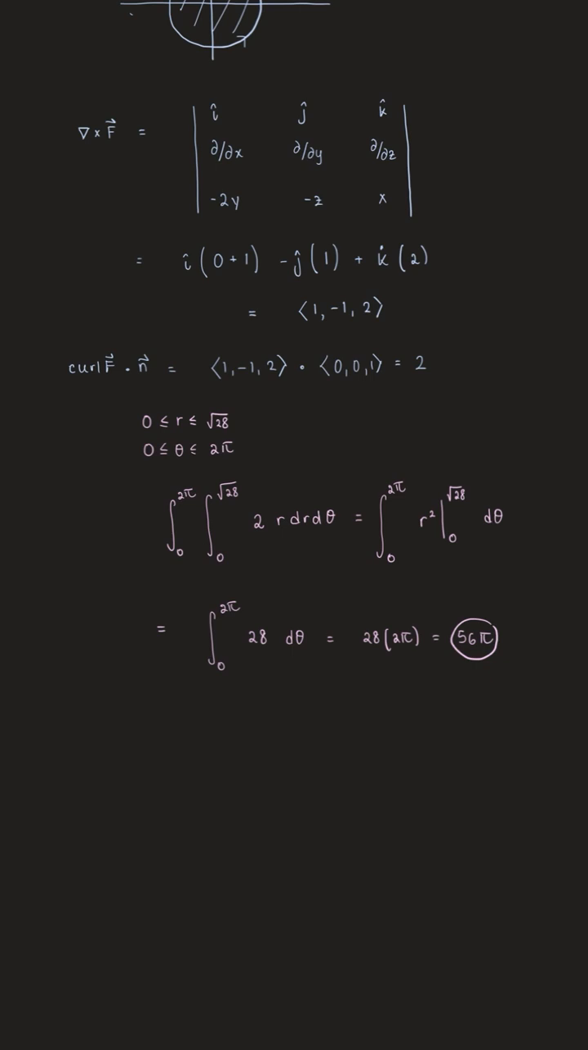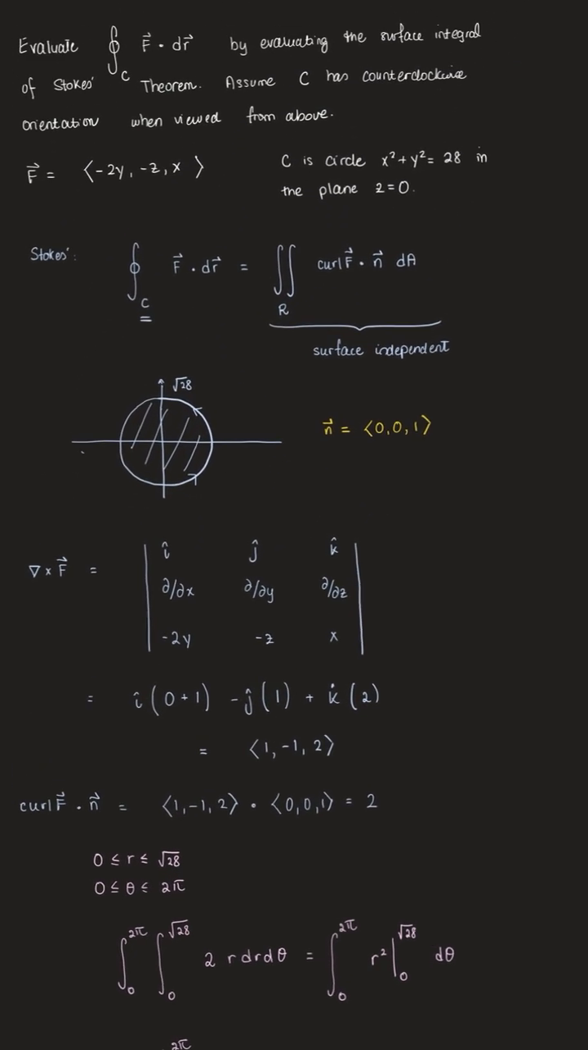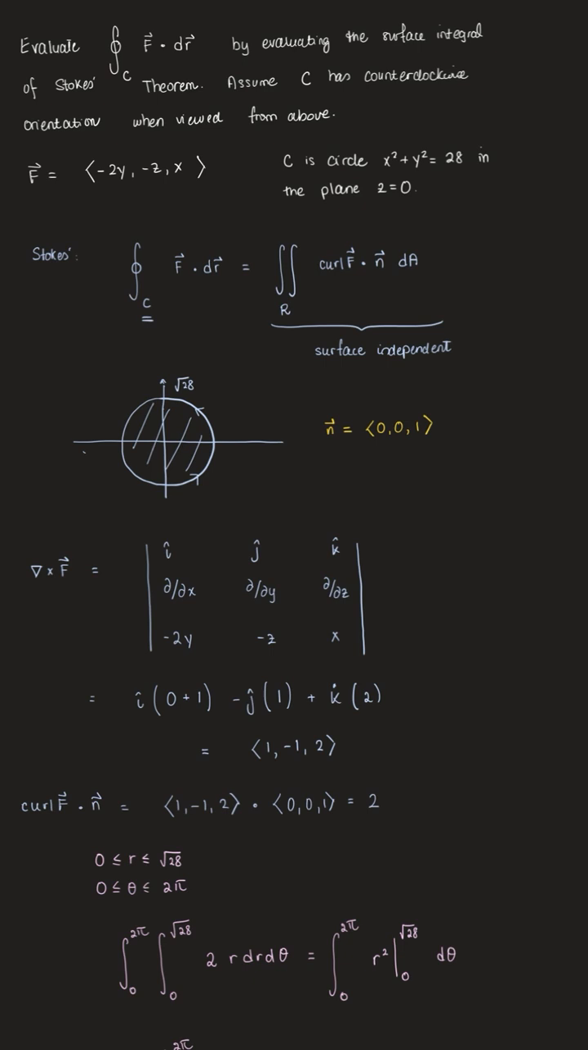So one thing about this example that we used was that because in Stokes' theorem, we can choose any surface that has the boundary C, we chose a nice easy surface, which was just the disk with radius root 28 on the xy plane, and we applied Stokes' theorem by evaluating the surface integral, which is the flux of the curl on the right-hand side of my statement of the theorem.